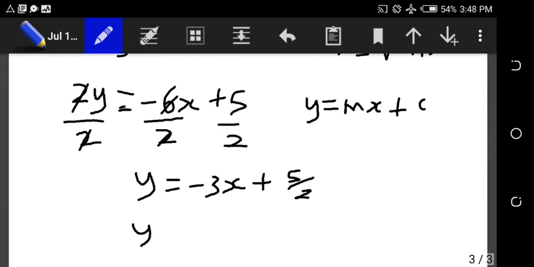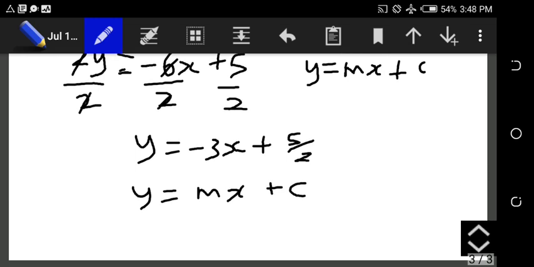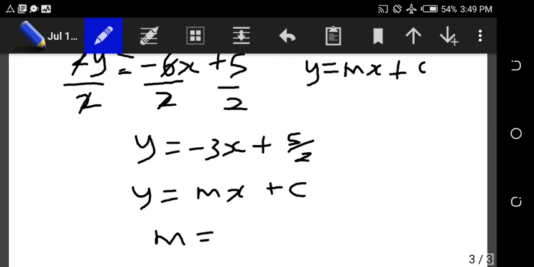Now when you bring your general equation of a straight line, y is equal to mx plus c, and compare it, of course they are now similar, so you can make the deduction that m is equal to minus 3, as you already guessed, and the c, the intercept, is equal to 5 over 2, or 2.5.